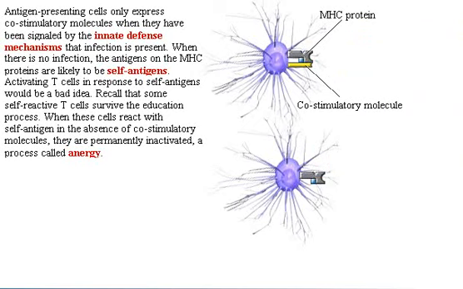Antigen-presenting cells only express co-stimulatory molecules when they have been signaled by the innate defense mechanisms that infection or inflammation is present. When there is no infection, the antigens on the MHC proteins are likely to be self-antigens. Activating T cells in response to self-antigens would be a bad idea. This is why most self-reactive T cells are eliminated during their extensive education in the thymus. However, as discussed in Topic 4, some self-reactive T cells do survive the education process. When these cells react with self-antigen in the absence of co-stimulatory molecules, they are permanently inactivated, a process called anergy.